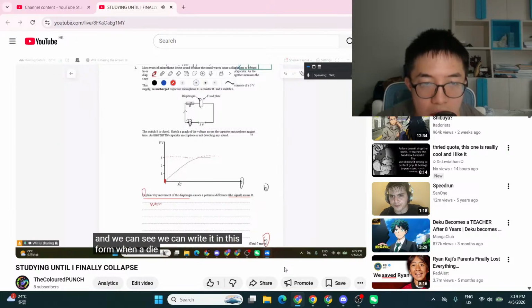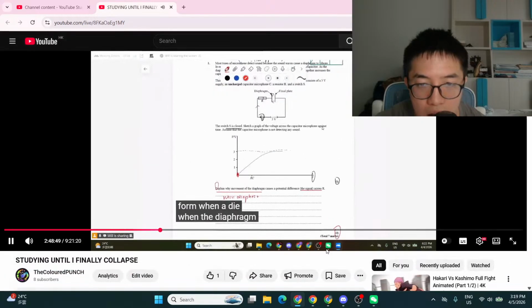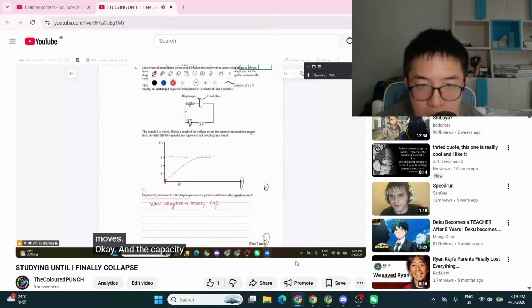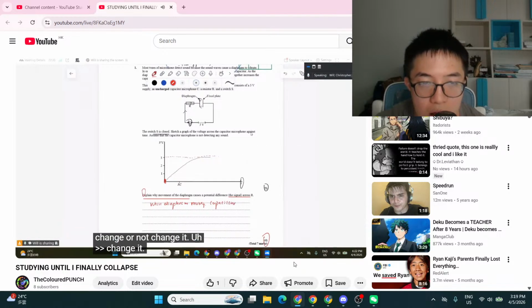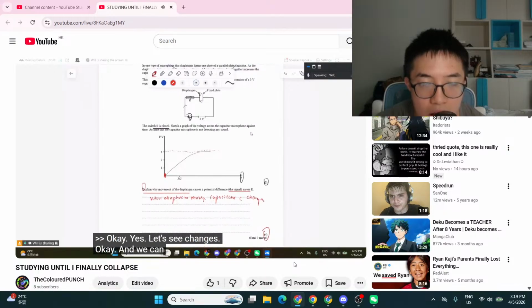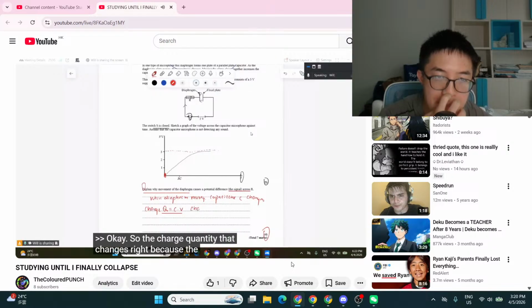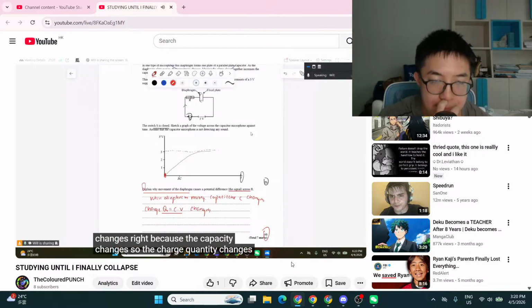When the diaphragm moves, does the capacitance change or not? Yes, the C changes. And we can use the formula: the charge quantity Q equals what? The product of the capacitance and the potential, Q equals CV. So the charge quantity changes, because the capacitance changes.